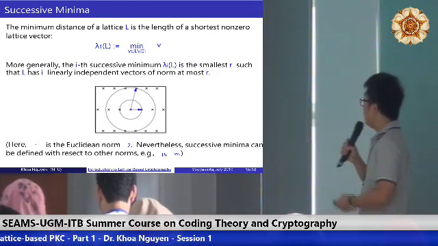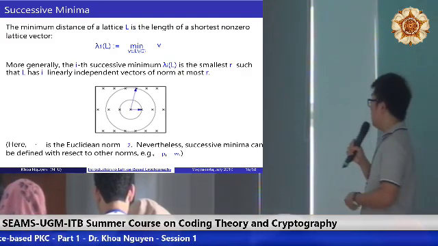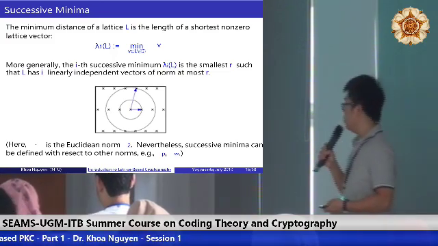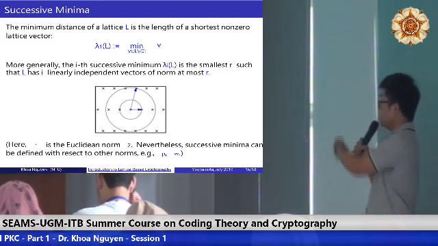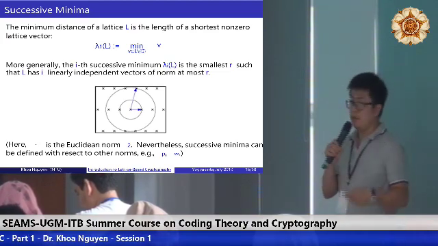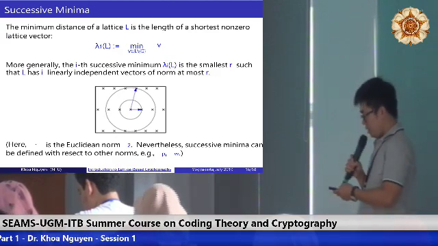Here we consider the Euclidean norm L2, but in general, successive minima can be defined with respect to other norms, and the most commonly used is maybe L infinity, the infinity norm. If a lattice has dimension n, we can define n successive minima this way.